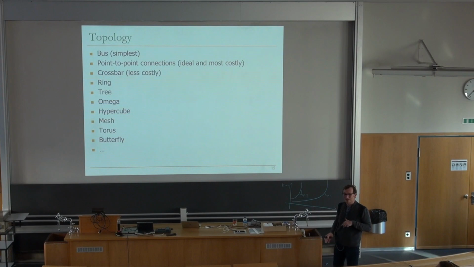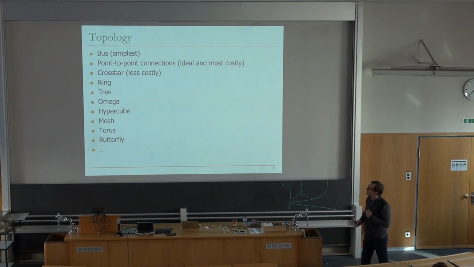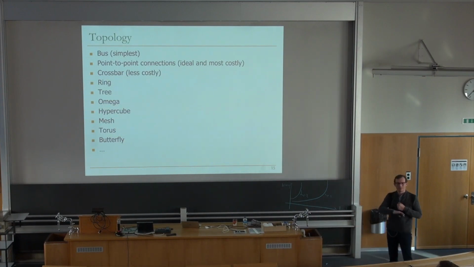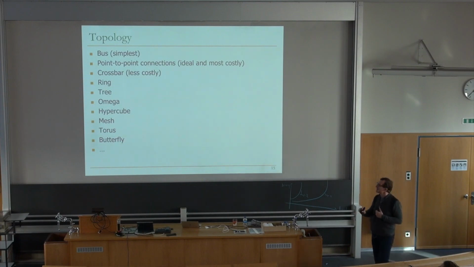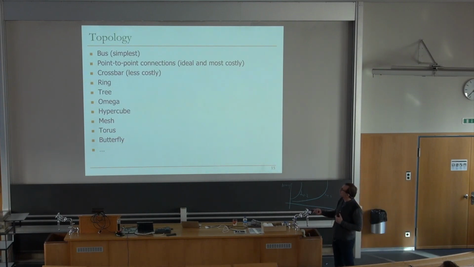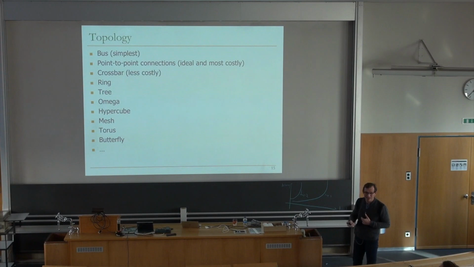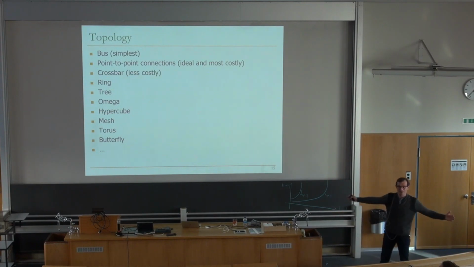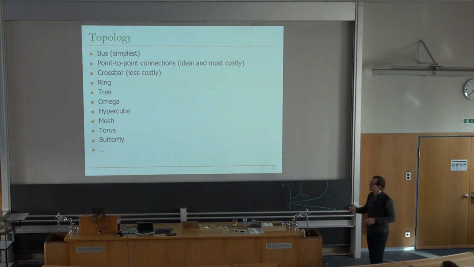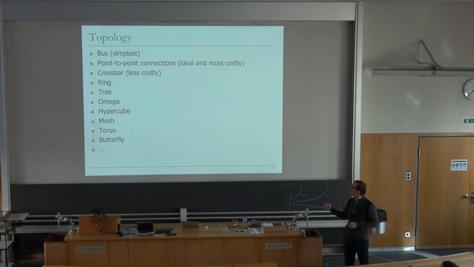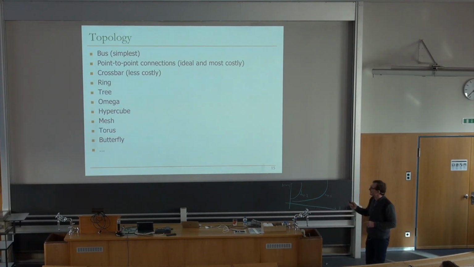Okay, so we're going to cover some topologies. We're going to start with the simplest one, and then we're going to jump back and forth between complex and simple ones. Bus is the simplest one. Point-to-point connection is the ideal, but the most costly one. It's the exact opposite of a bus, essentially. And then we're going to try to reduce the cost of the point-to-point. And then we're going to make it a little bit more complicated.